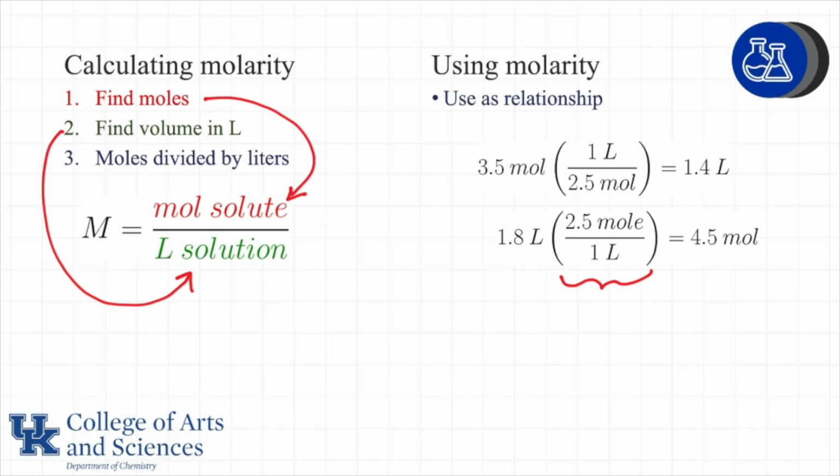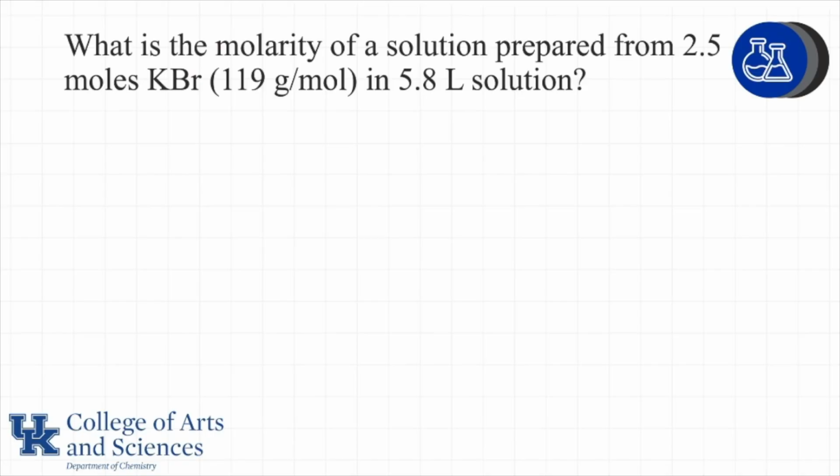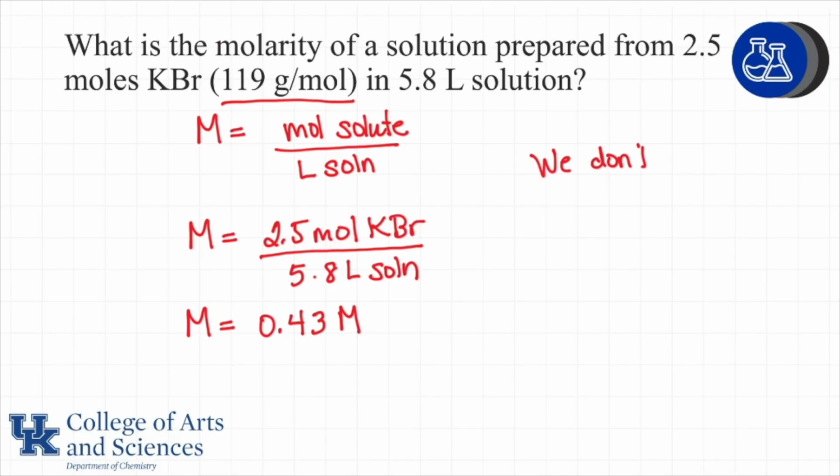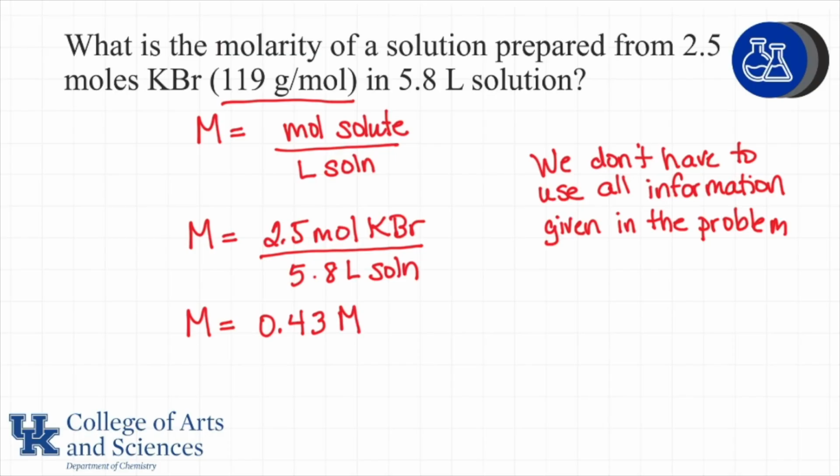What is the molarity of a solution prepared from 2.5 moles of KBr in 5.8 liters of solution? Remember that molarity is moles of solute over liters of solution. We are given the number of moles, so 2.5 moles of KBr over 5.8 liters of solution. We can divide and find 0.43 molar for the solution. Note that we are given the molar mass, but we don't have to use it. Just because the information is there doesn't mean we have to use all information given in the problem. Focus on the units and use what you need.